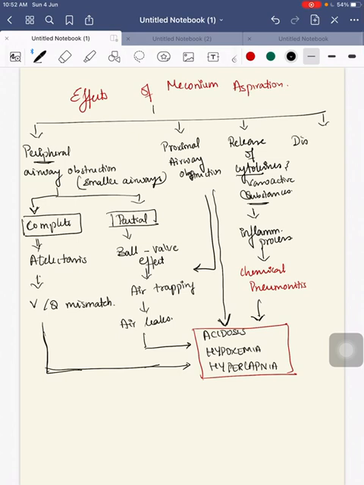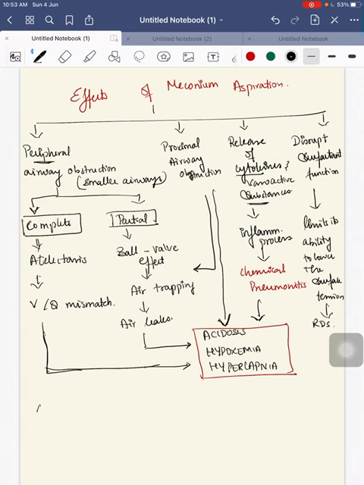Meconium can also disrupt the surfactant function. This limits the ability of the surfactant to lower the surface tension, thereby leading to respiratory distress syndrome.